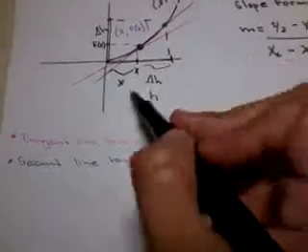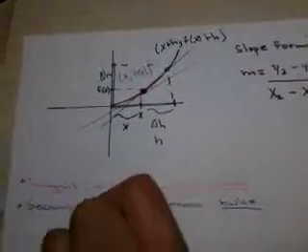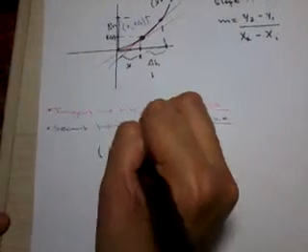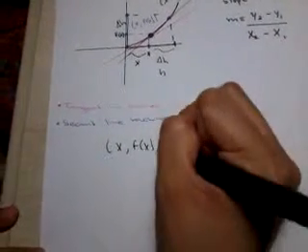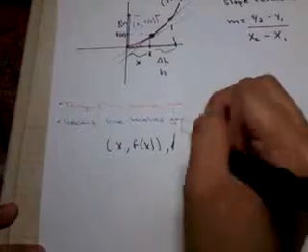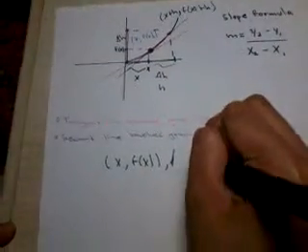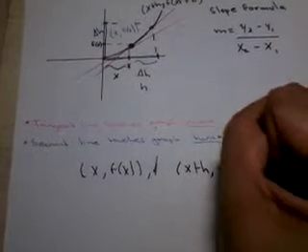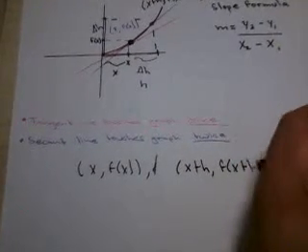So then we have our 2 points. Our 2 points are x comma f of x, and x plus h comma f of x plus h.